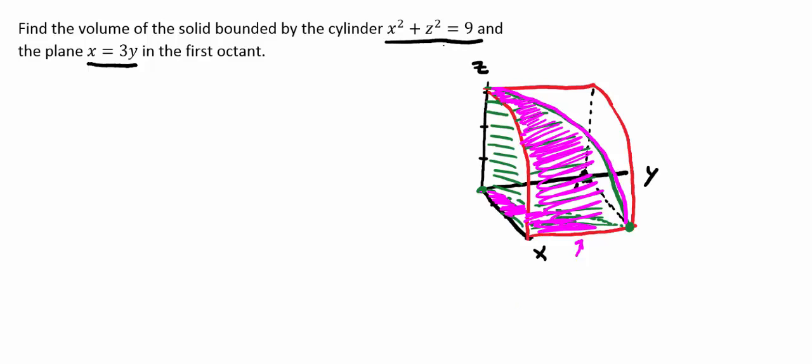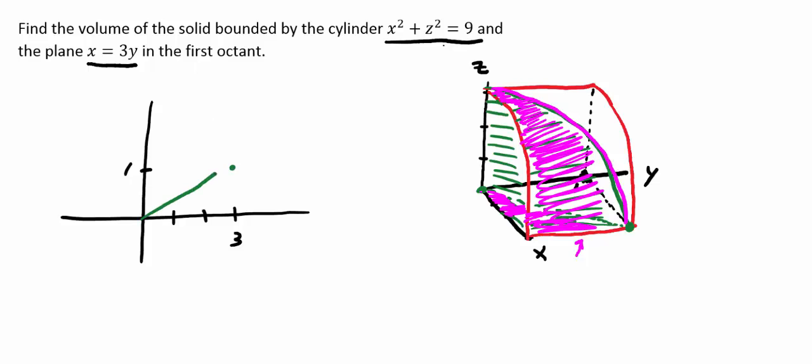Okay, so how is that region created? Well, like I said, if you look at the line x equals 3y, which goes through (0, 0) and (3, 1), then this is the region here that we're integrating over.